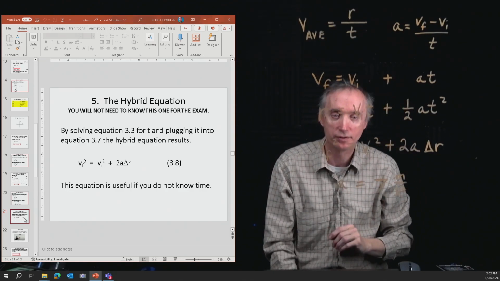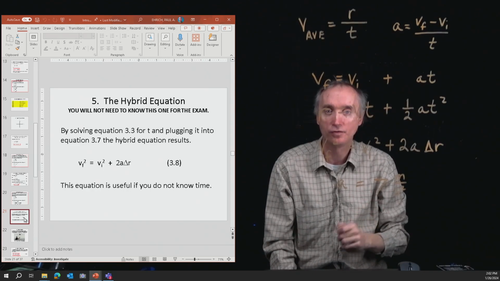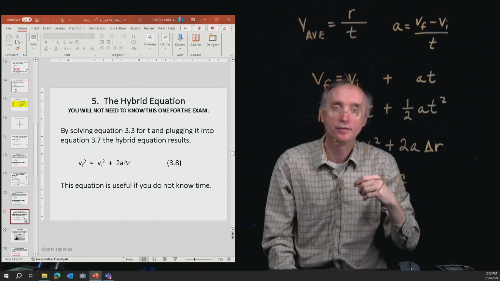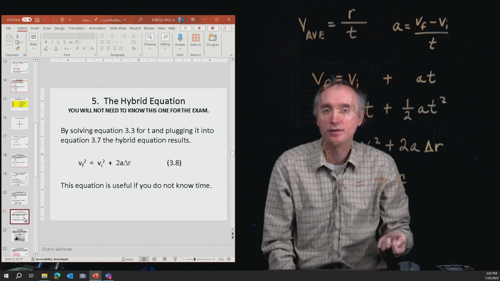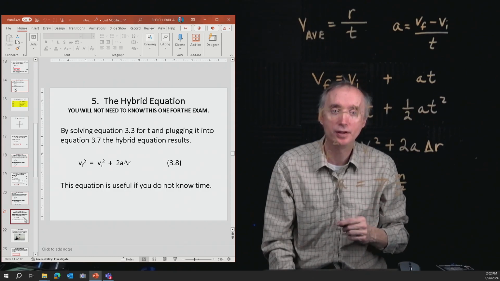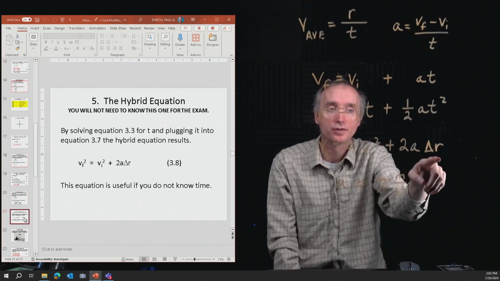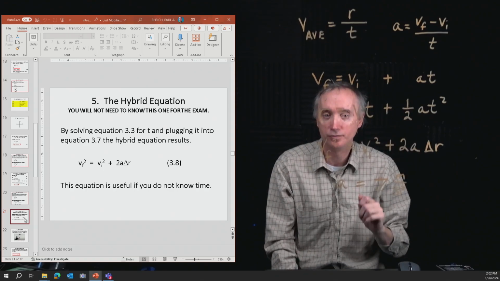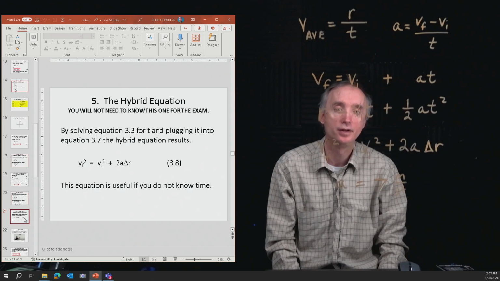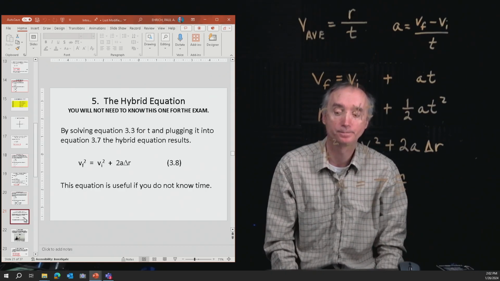You're not going to use it on the exam, but it is fairly useful. If you have a word problem and they don't mention time, then that's a pretty good indicator that you ought to be using this equation to solve the problem. But you shouldn't have to do that on the exam. But it's a very, very nice formula.